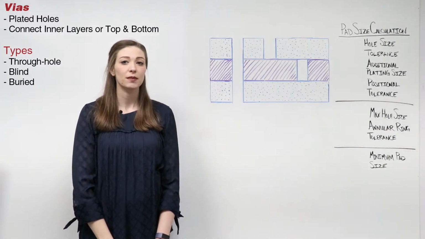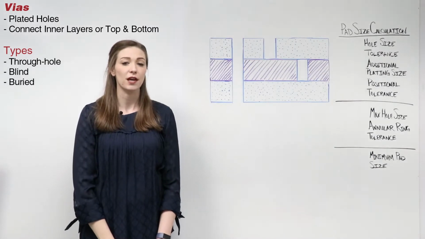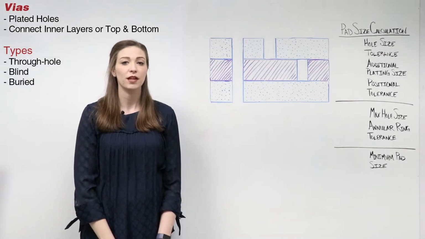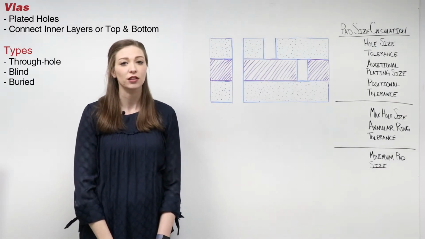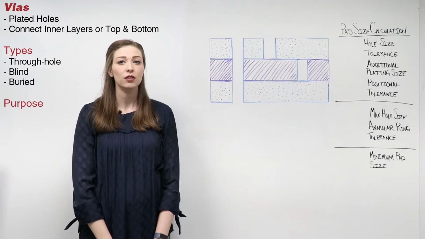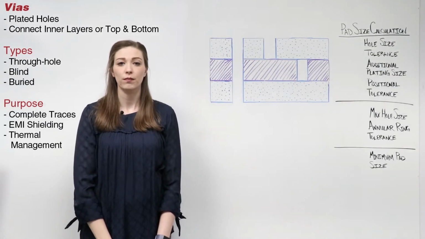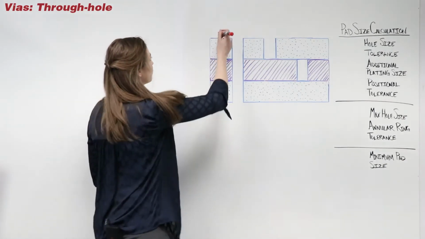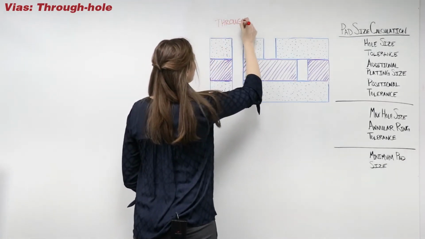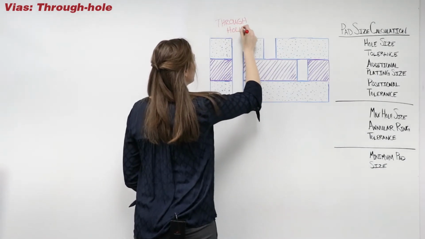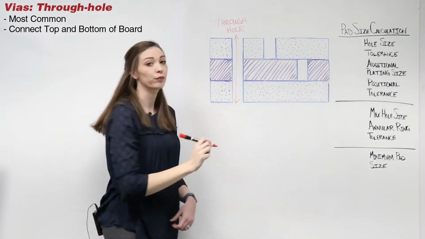Vias can be different types and sizes, but should be small enough to not take up valuable room on the PCB and large enough to withstand the manufacturing process. So how do you determine which type is right for your design? Vias can be used to complete traces, EMI shielding, or thermal management. Through-hole vias are the most common and connect the top side of the board to the bottom.